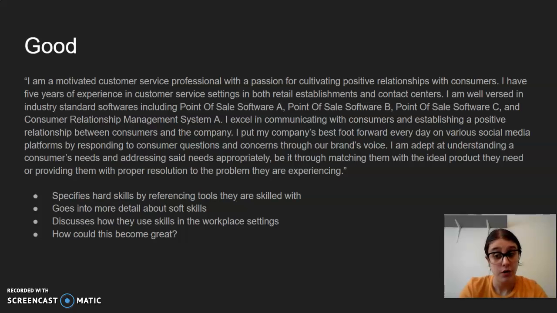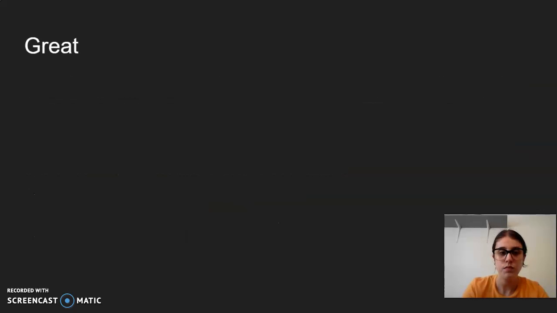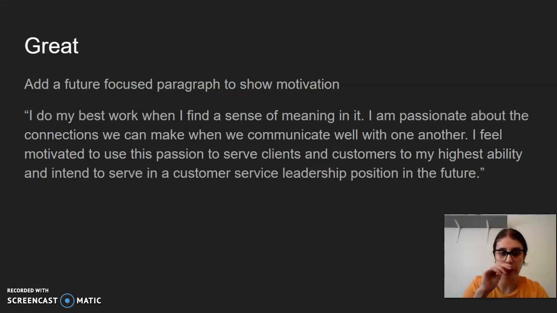And how could we make this great? Well, as I've mentioned in all the other ones, you want to remember to include personality. So, what would you add to this to include personality? You want an explanation of your motivations going forward, what your aspirations are. It helps provide a clear view of who you are and where you want to go in your career. So what you could add to this is a future-focused paragraph. A small one like this would do well.